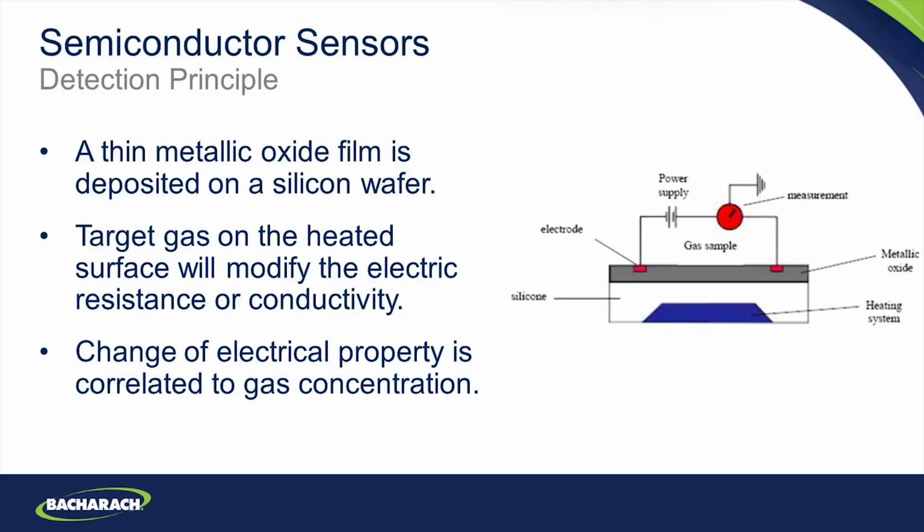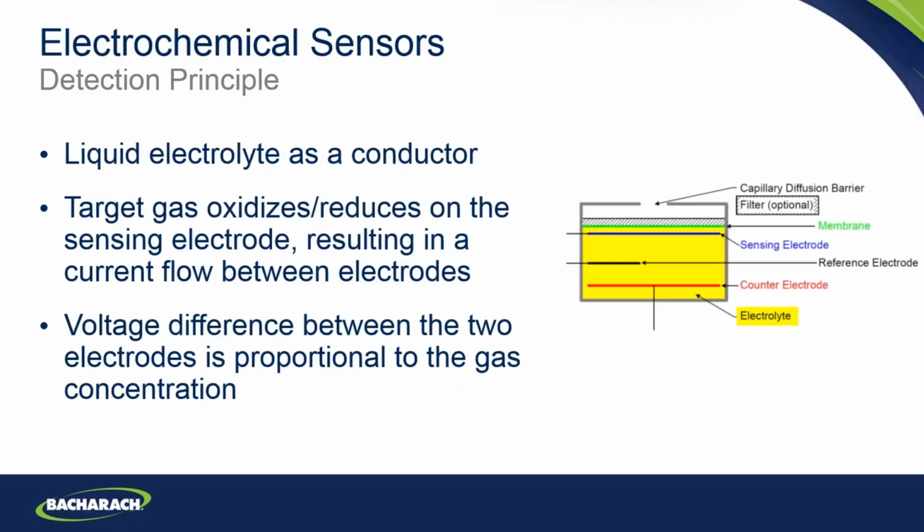But what this means is that it's not a selective technology. So whereas with infrared we're very specifically targeting a particular gas, with semiconductor sensors that's not really possible. So it is a cheaper technology, but it typically tends to be less accurate and tends to be used for more safety type applications.